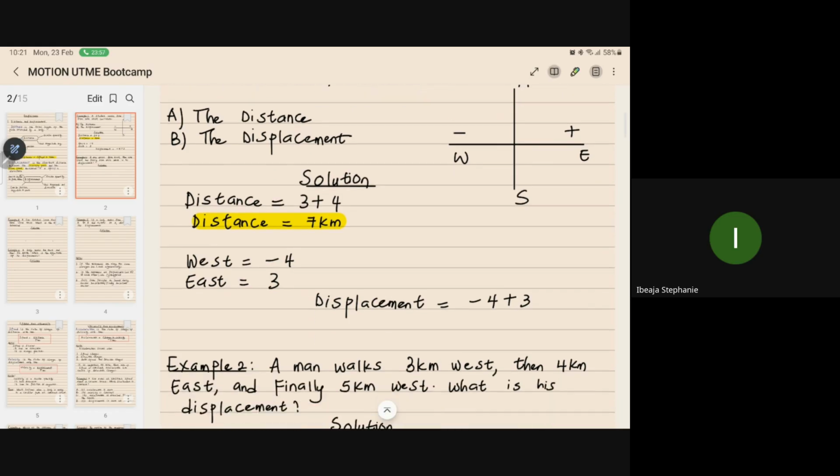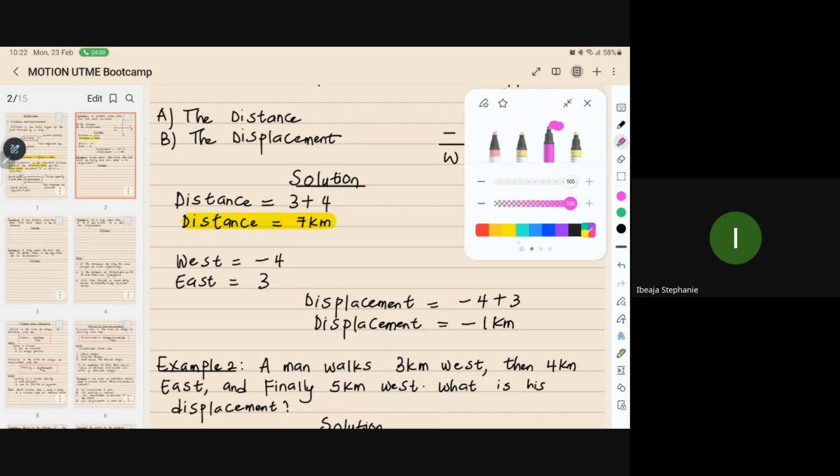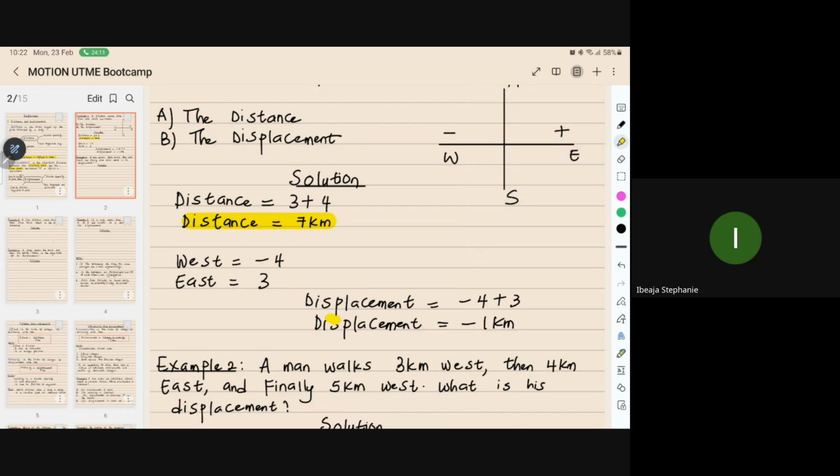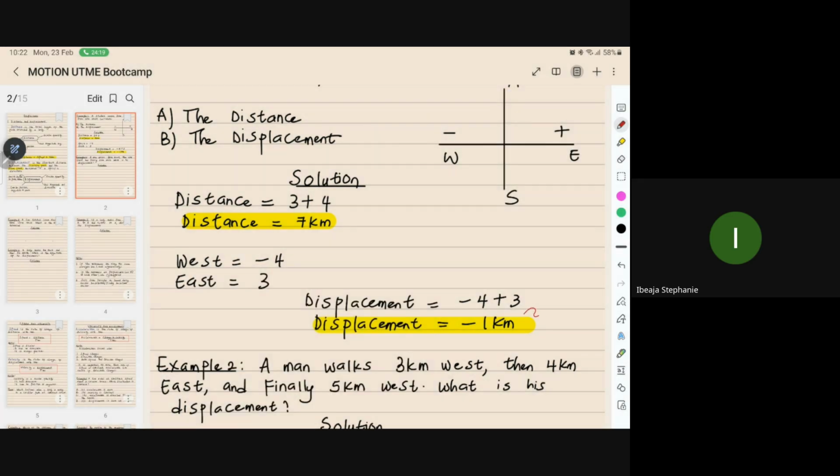So that displacement is equal to minus 1 kilometer, but there's nothing like minus 1 kilometer. That minus 1 is simply telling you that it is towards the what? Towards the what? What does it tell you? It gives us that idea that it is towards the west. So that's what it means. So it simply means 1 kilometer to the west.